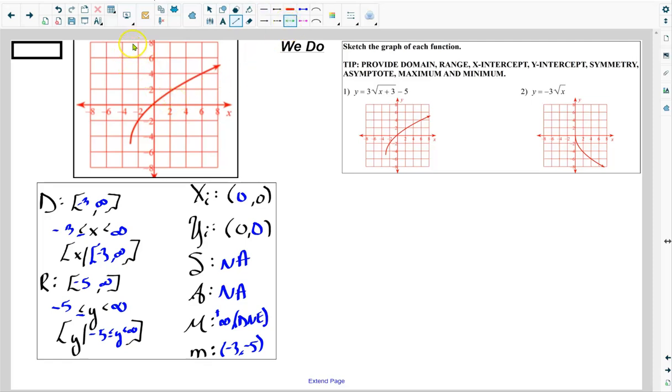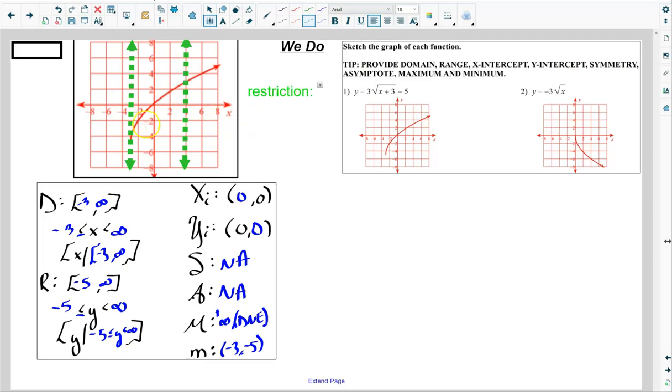So they might say we only care about from here to here. So maybe things have changed. Maybe they're the same. I don't know. But they're going to tell you, you don't have to guess. They'll say something like restriction from -3 all the way to 4.